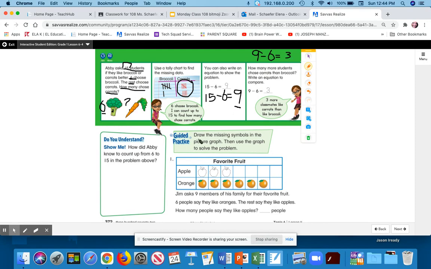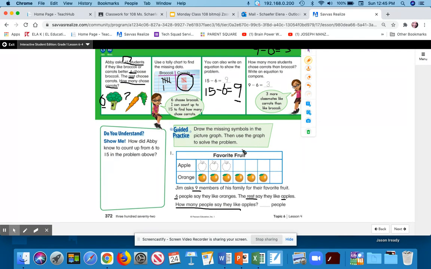So let's look at here. It says, draw the missing symbols in the picture graph. This is going to help us. Jim asks 9 members of his family for their favorite fruit. 6 people say they like oranges. The rest say they like apples. How many people say they like apples? Well, we're going to do this by making a favorite fruit picture graph.